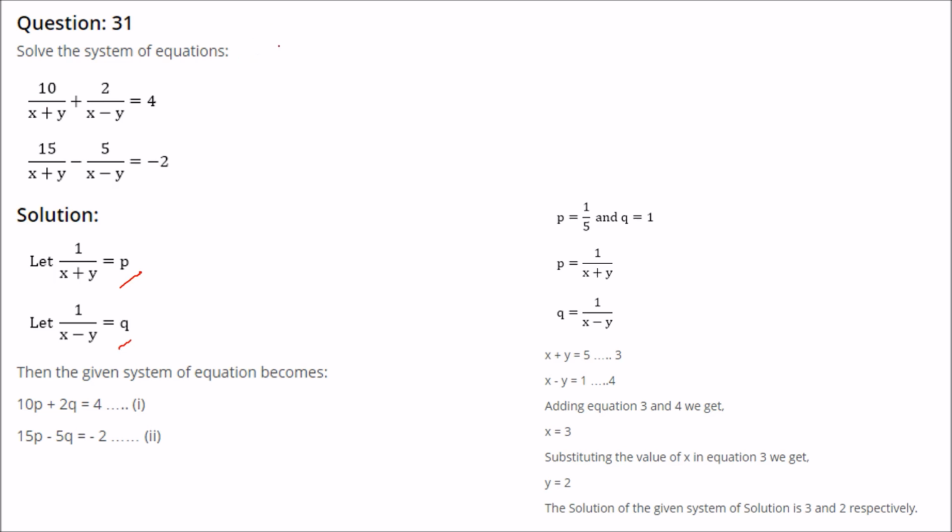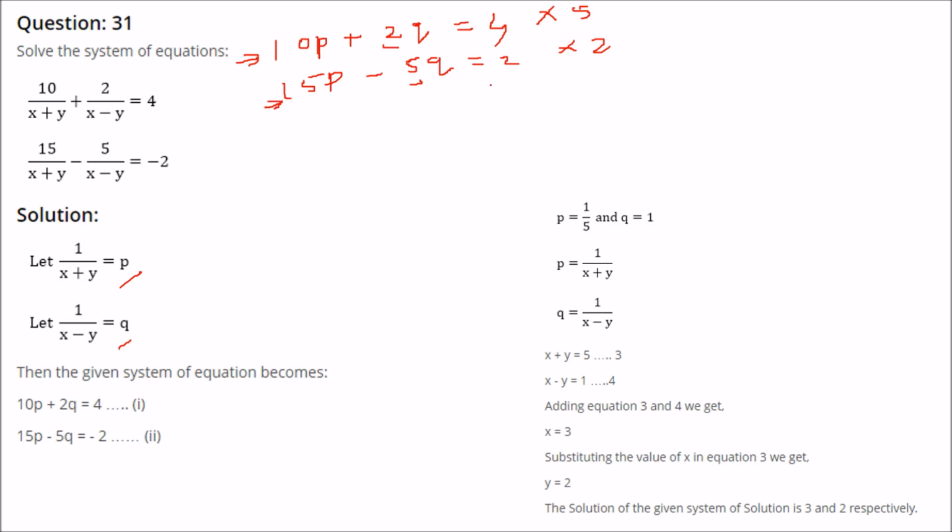So this becomes 10p plus 2q equal to 4. And this will become 15p, because p was 1 by x plus y, minus 5q equal to 2. So what you can do here is just multiply this by 5, and this equation by 2.